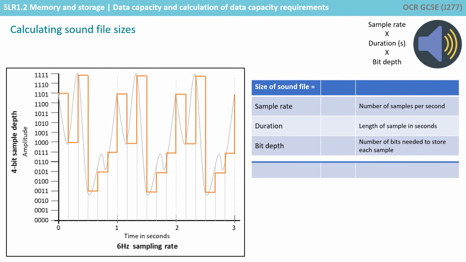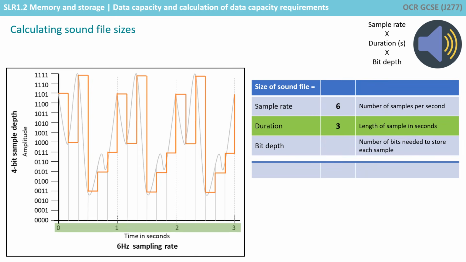Sound files are a little more complex. We have to take the sample rate, so that's the number of times the sound file is captured per second. So we can see here that a sound wave is being captured at 6 intervals per second. We need to times that by the total duration of the sound file. Well, the sound file here is 3 seconds long, so we've got 6 times 3.